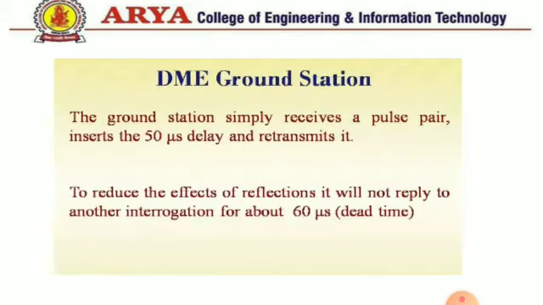The ground station simply receives a pulse pair, inserts the 50 microsecond delay and retransmits it. This is the basic operation of a DME ground station. To reduce the effect of reflections, it will not reply to another interrogation for about 60 microseconds, which is the dead time.